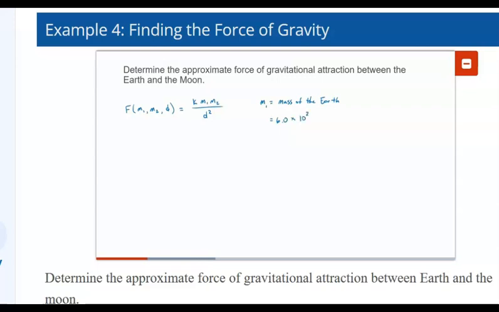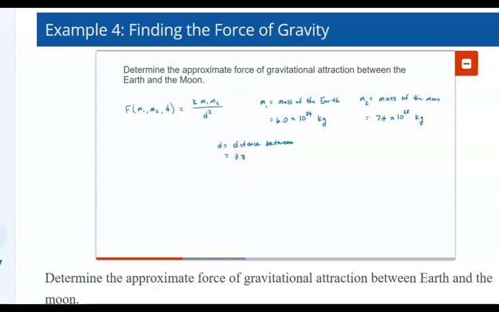Now, it has been calculated that the mass of the Earth is an astounding 6.0 times 10 to the 24th power kilograms. That's a lot of mass. For the Moon, it's still quite large, but not quite as large as the Earth, of course. But the mass of the moon has also been calculated to be 7.4 times 10 to the 22nd power, and that also is in kilograms.